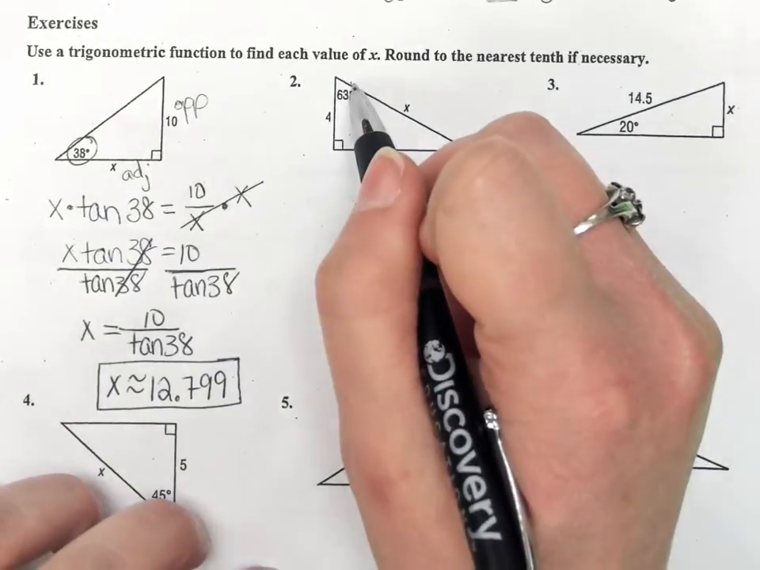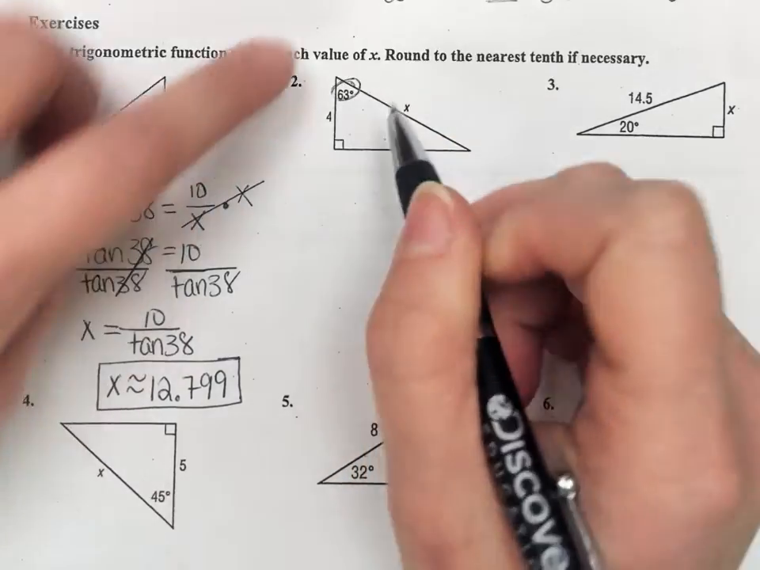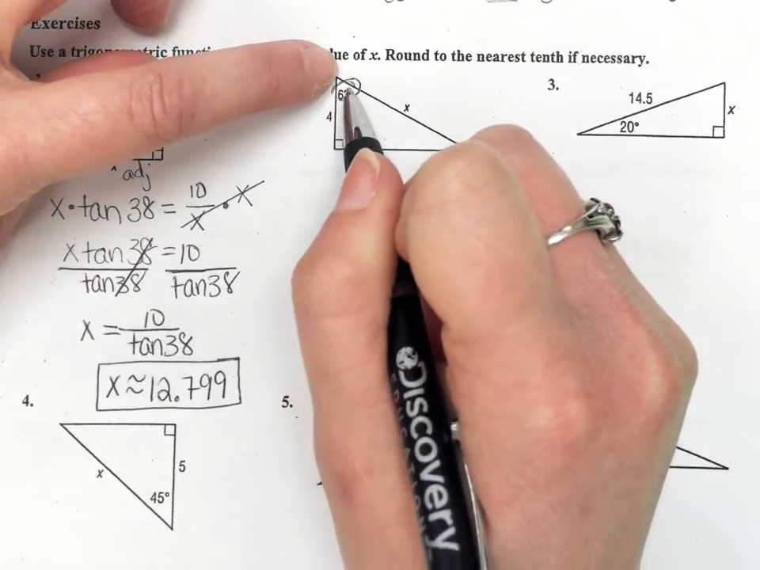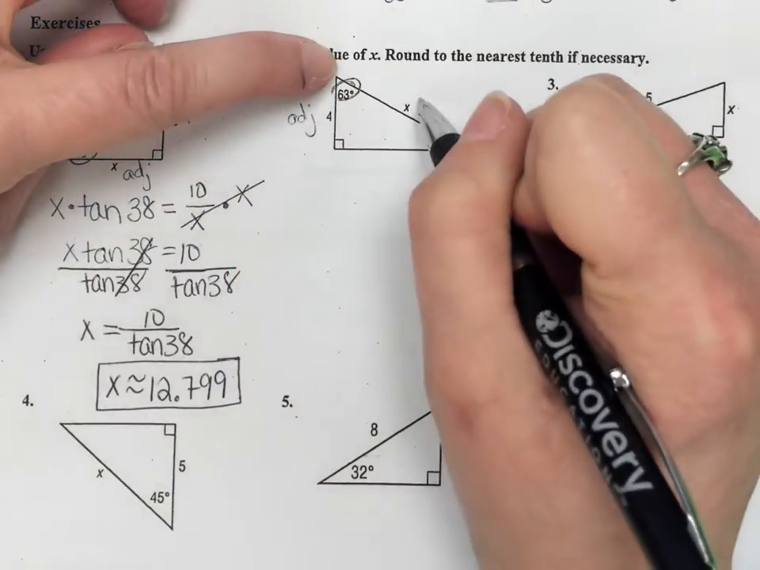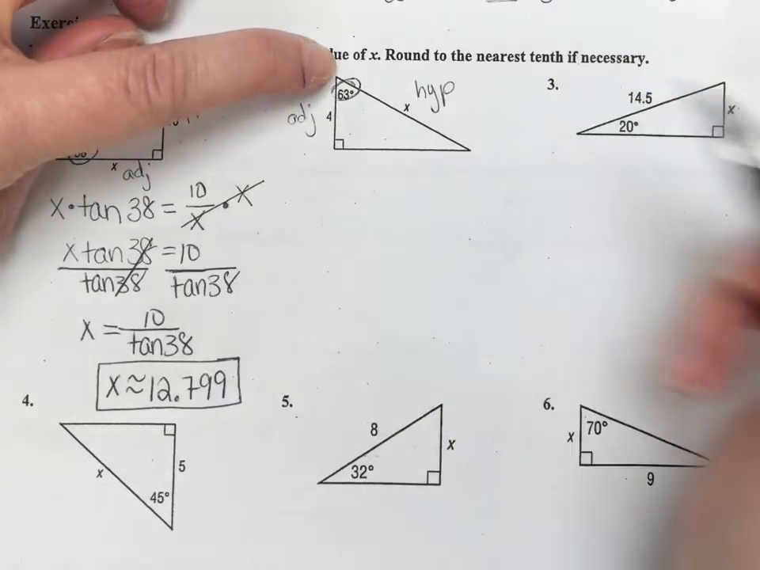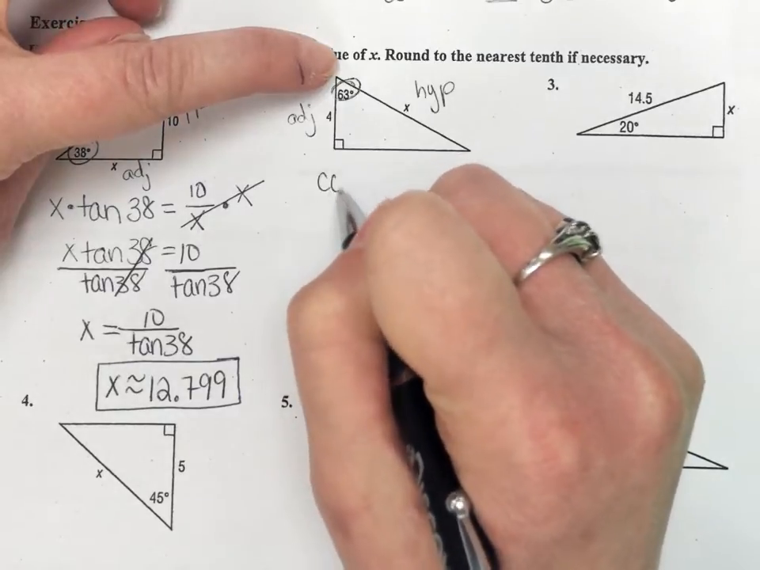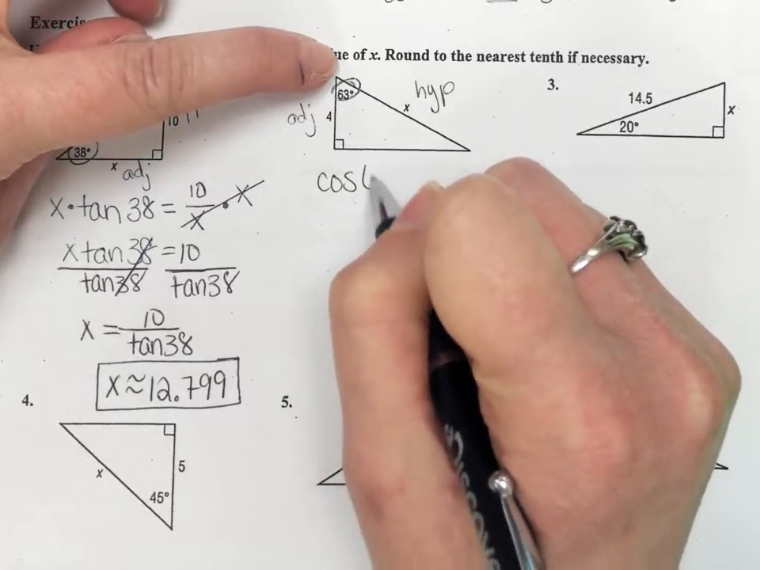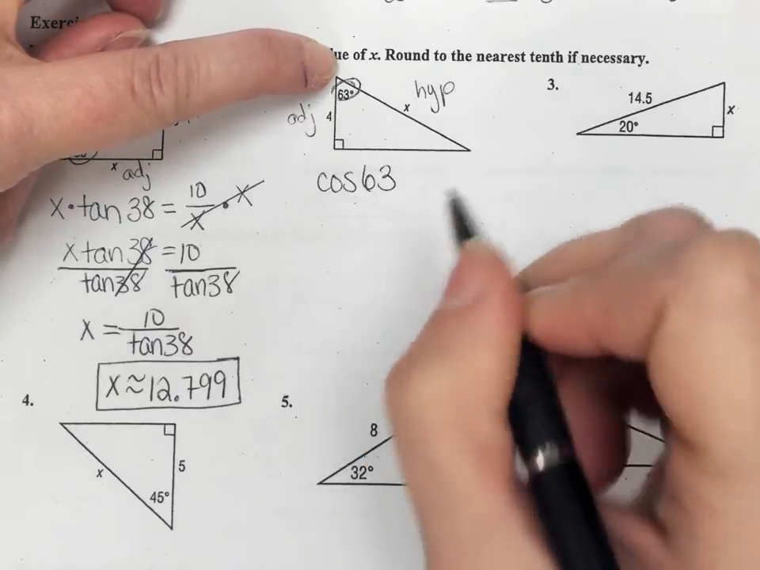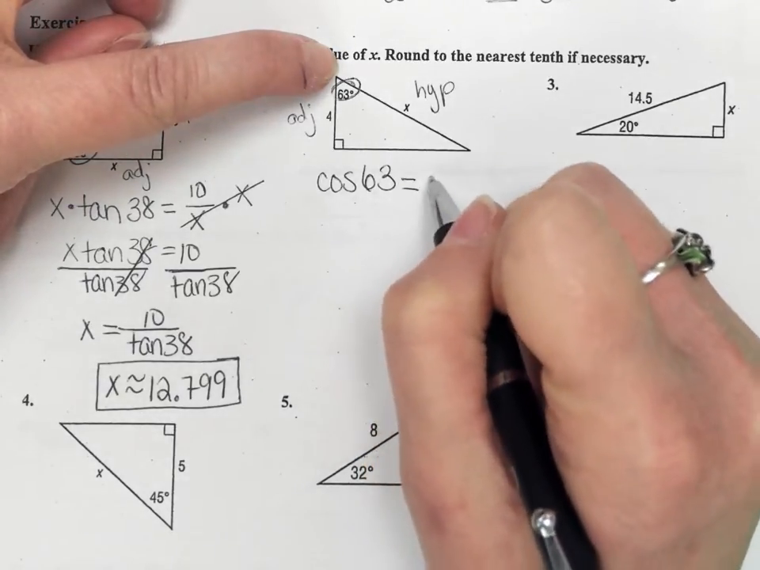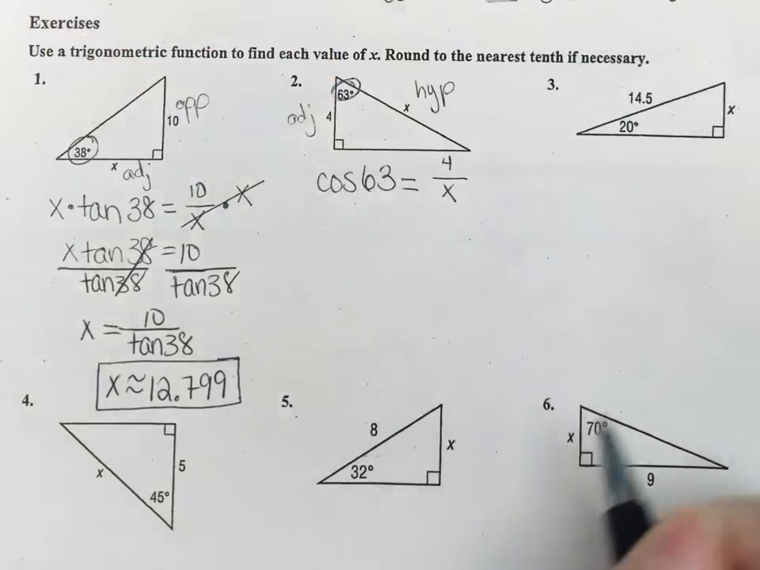All right, let's do number 2. Here we go. Last one together, and then y'all can do one by yourself. All right, go off your degree. So what is the 4 to the 63? That's adjacent. What is the x? And what trig function has adjacent and hypotenuse? Cosine, okay? Yes, secant, you could use that one, but that one's not on your calculator, so you want to use the cosine one, okay? All right, so cosine is adjacent, which is 4, over hypotenuse, which is x.